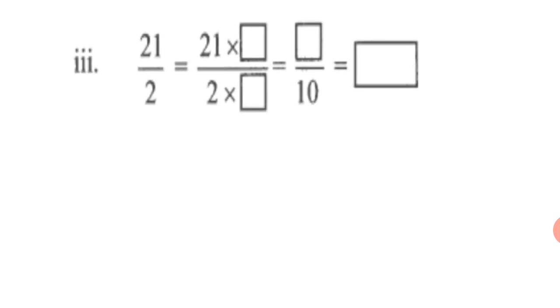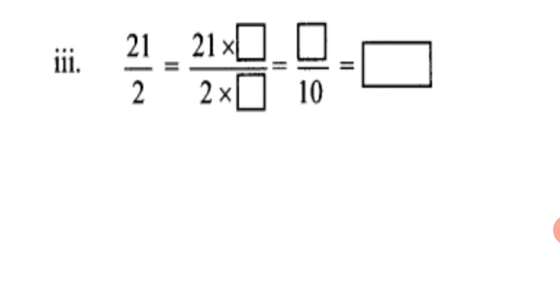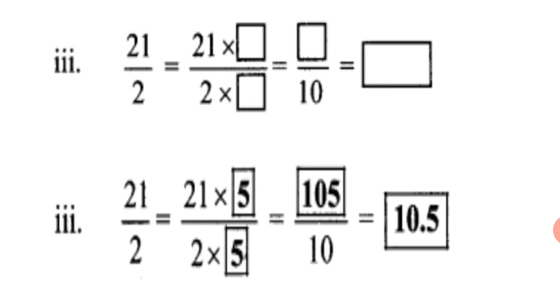Third sum, 21 upon 2 is equal to, now we see 21 into, we don't know, 2 into what, we don't know, but the answer is given: 2 into that number will give 10. So we know 2 fives are 10. So what will be your answer? 2 into 5, and so 21 also multiply by 5.